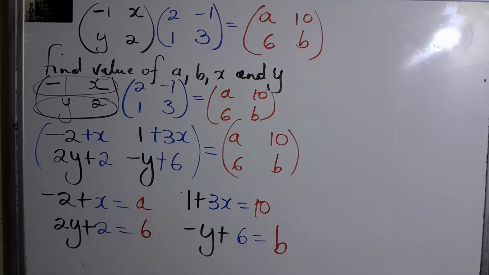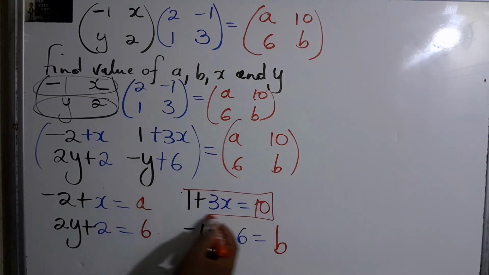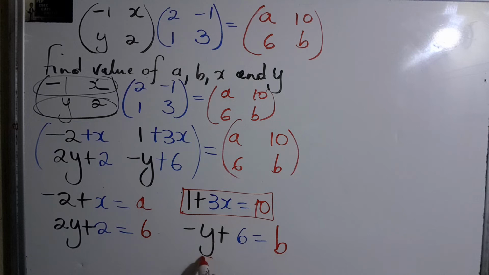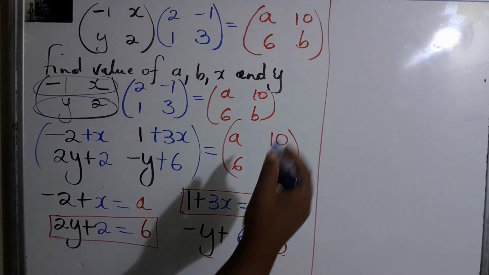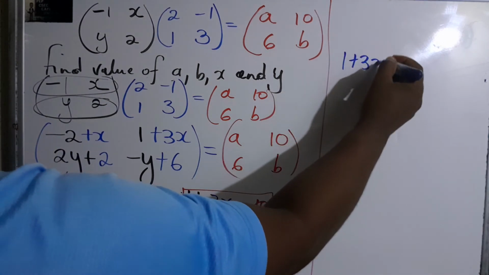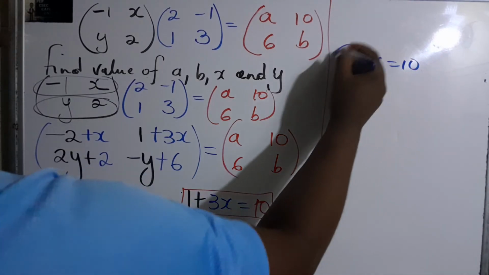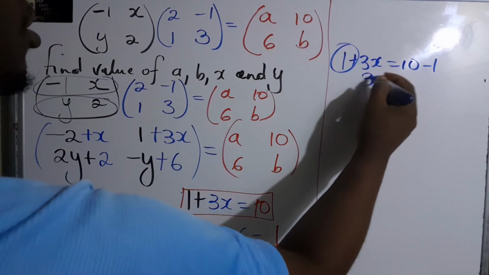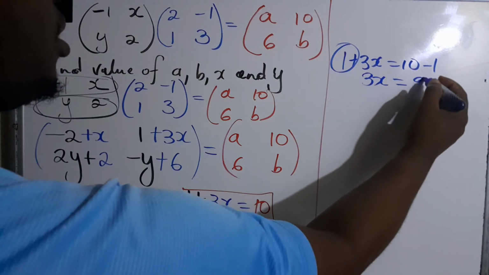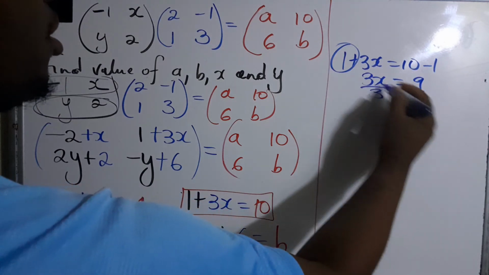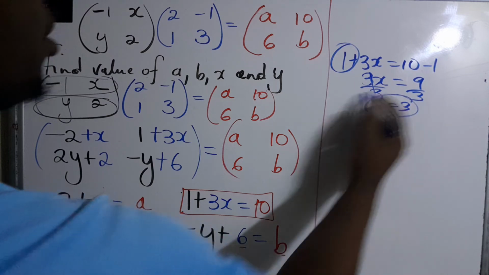Now we're going to inspect and see which one of them we can solve immediately. I would say x, because we have one unknown here. It will be difficult to solve this one because you have 2 unknowns. This one we can also solve readily. Alright, let's go. So let's solve for this. We have 1 plus 3x equal to 10. We subtract 1 from both sides, so 3x is equal to 10 minus 1, that's 9, divided by 3. So x is equal to 3.